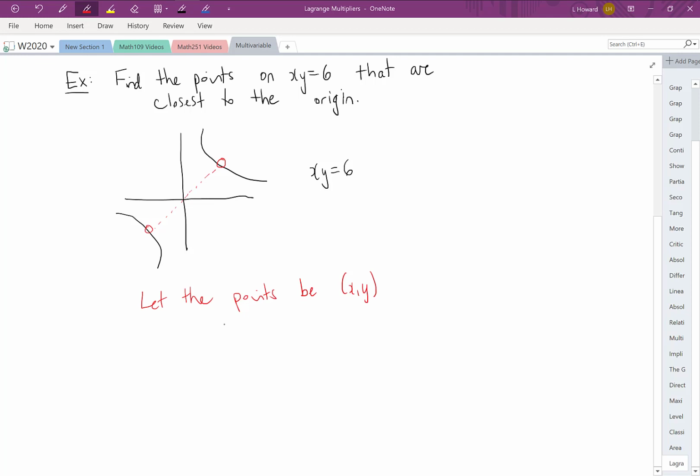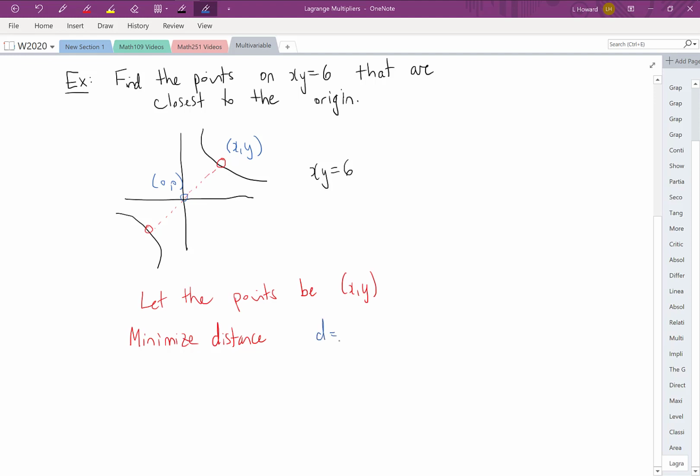And as we can see from our picture, there are going to be a couple of different answers, a couple of different points that satisfy this. So that's fine. When we go through and solve our system of equations, we'll have a couple of different possibilities for x and y. Now, the function that we're trying to minimize is the distance between our points and the origin. So let's just label this top point here. Let's call that x, y. This point here, that's our origin, so that's 0, 0.